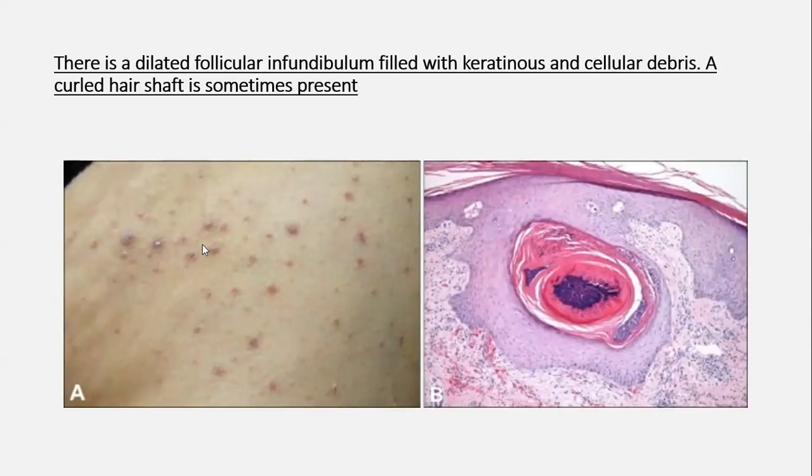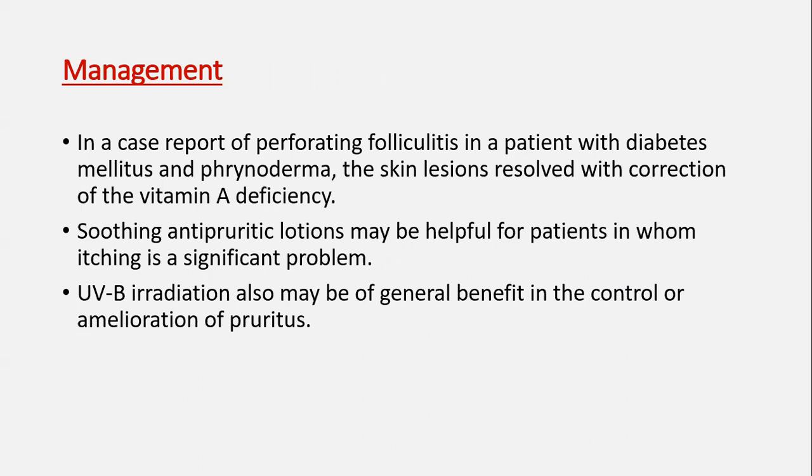So you can see this follicular keratotic papule; in many ways it resembles Kyrle's disease. On histopathology, a curled hair shaft may be seen within the follicular canal. Management: in case of perforating folliculitis in patients with diabetes and phrynoderma, skin lesions resolve with correction of vitamin A deficiency. Soothing antipruritic lotions are helpful. UVB irradiation may be of general benefit and control or ameliorate the pruritus.